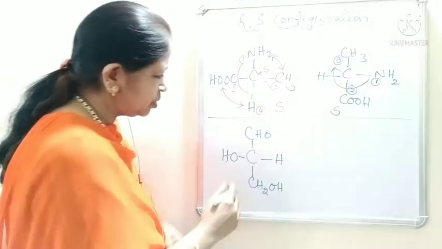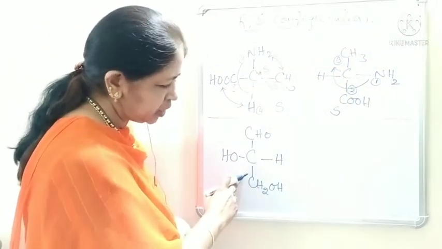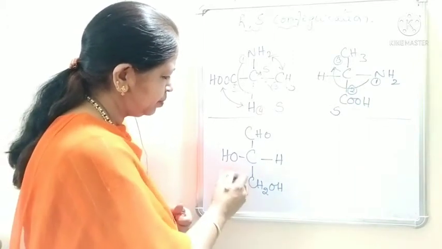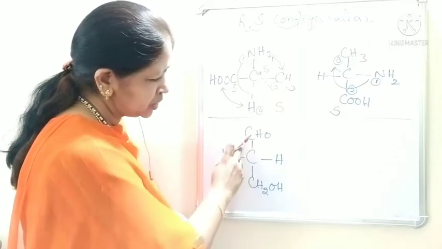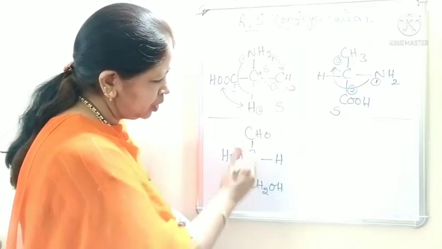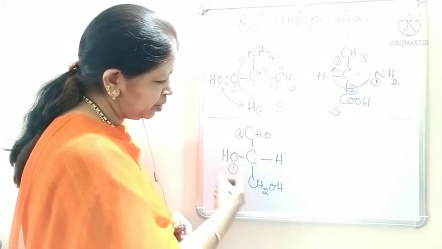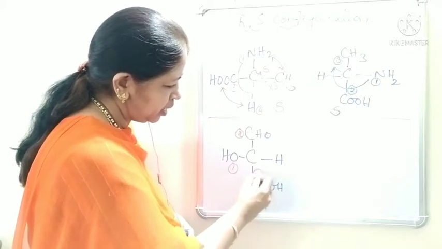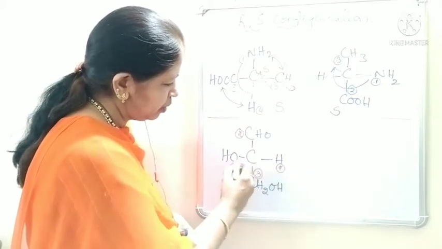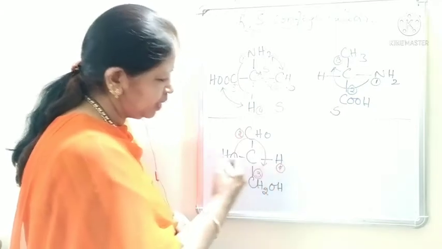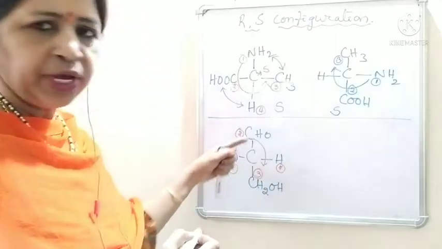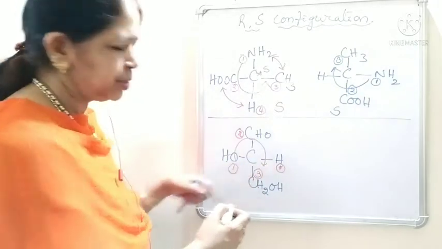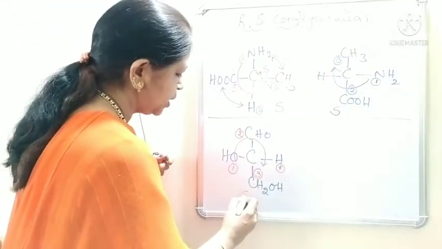Another example is this glyceraldehyde. OH gets the first priority, then CHO, C double bond O, H. So, second priority goes to aldehyde group and third priority goes to CH2OH and hydrogen fourth. Now, arrow mark is going in clockwise direction. It is going in clockwise direction, but the fourth priority group is on the horizontal line. So, the configuration is S here.